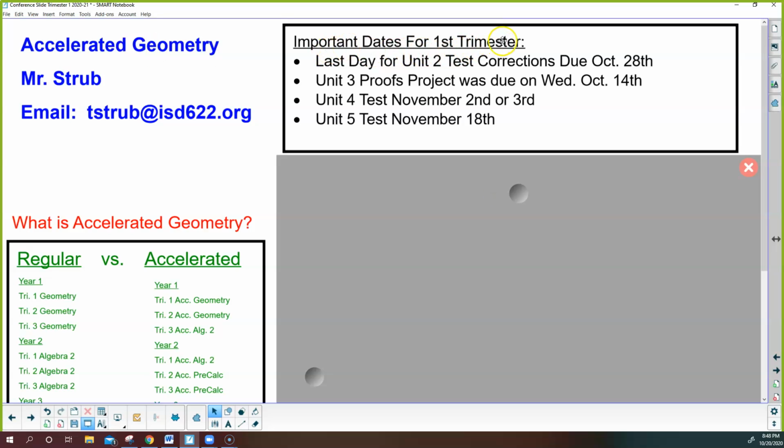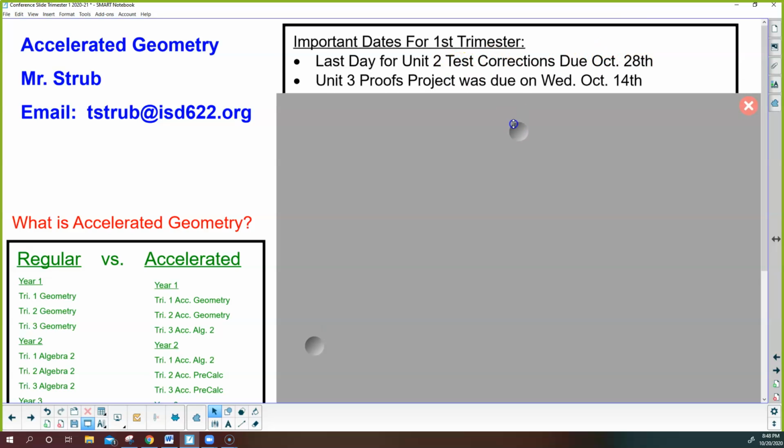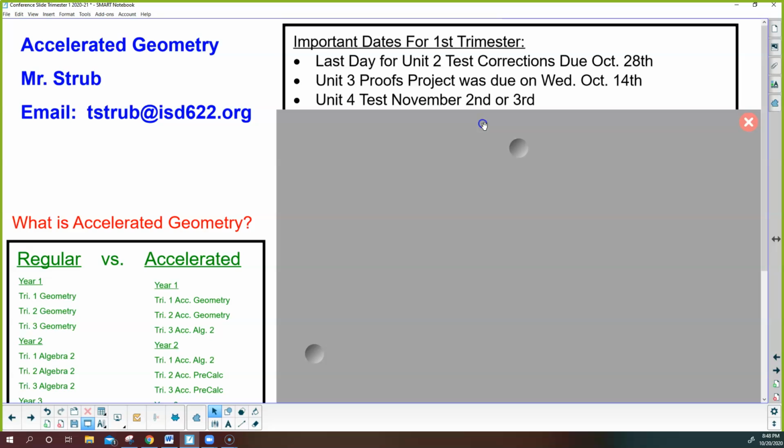What are some important dates? The first thing we have is we had the Unit 2 test a while back. Students may still do test corrections on that, but they are due October 28th. I'll talk about how to do that in just a second. The Unit 3 proof project was due last Wednesday. That is still open for students to turn in. That is a 50-point summative project, and it probably takes about a half an hour to complete. So something that could be done pretty quickly.